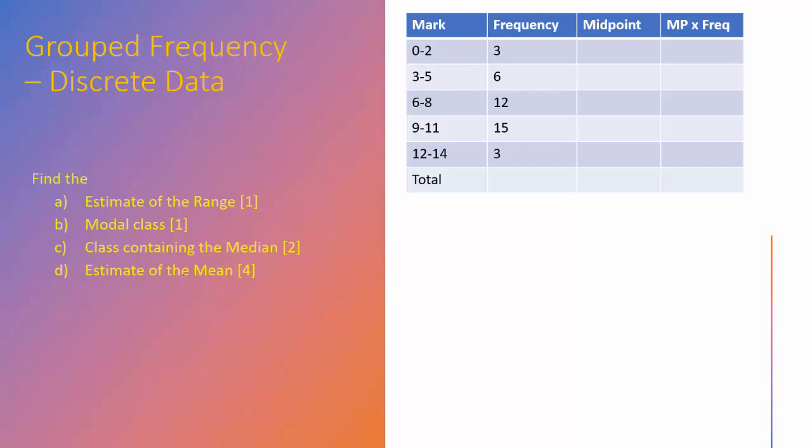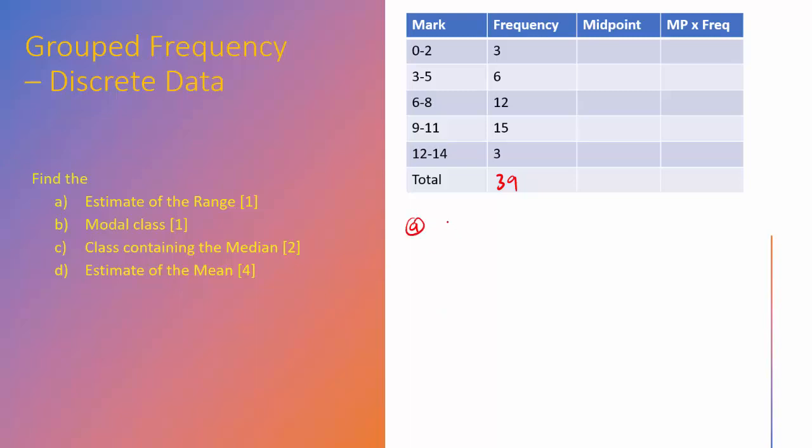So we're going to answer the same questions here. The first thing I would advise you to do is to add up the frequencies. So if we add up all of the frequencies, we get 9, 21, 39. So the total frequency is 39, so there are 39 people. Now we're going to answer the question.